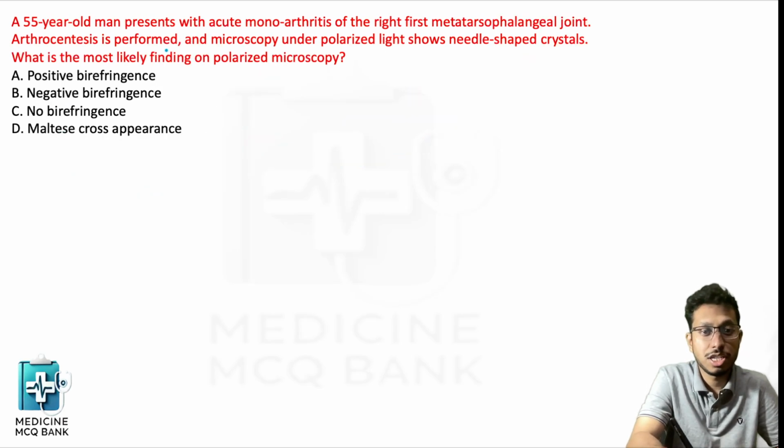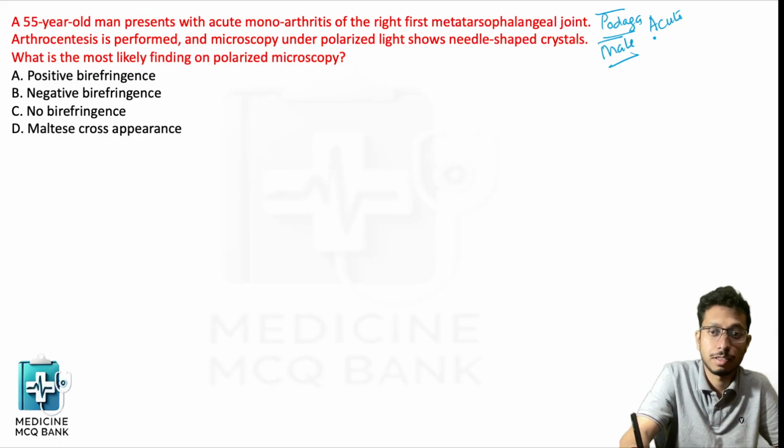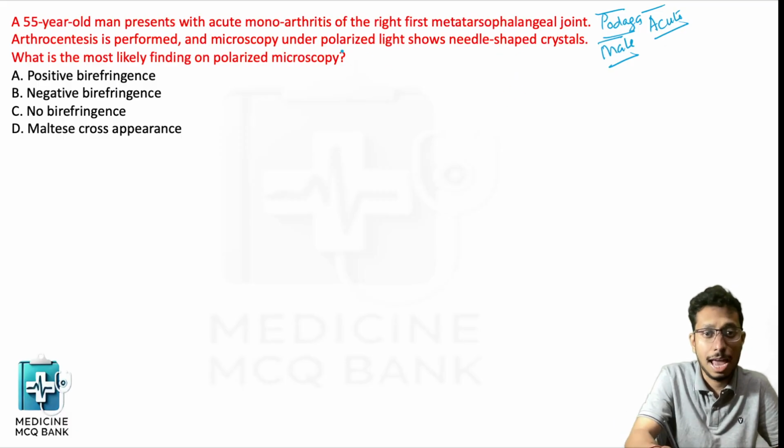Now coming to the next question: a 55-year-old male presents with acute monoarthritis of the right first metatarsophalangeal joint, which is also known as podagra. So you can see there is podagra involvement, male patient, and that is acute history. Acute history, all of those are pointing towards gout, based on the risk factors of the acute gout diagnostic role. And when microscopy was performed, it showed needle-shaped crystals, most likely finding. So needle-shaped crystal, it is nothing but monosodium urate.